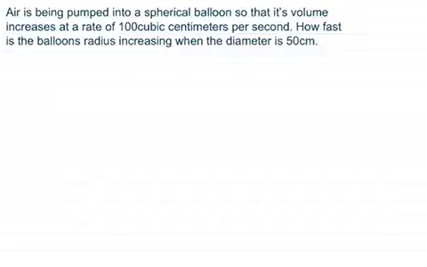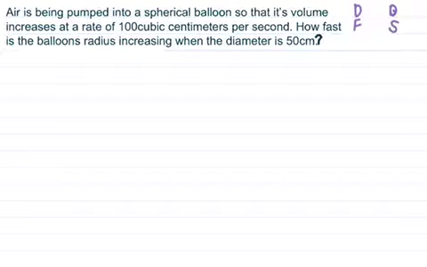So our question says air is being pumped into a spherical balloon so that its volume increases at a rate of 100 cubic centimeters per second. How fast is the balloon's radius increasing when the diameter is 50 centimeters? All right, so I like to write down DFDS on the side and check them off as I go along to make sure that I stay in line and follow my rules.